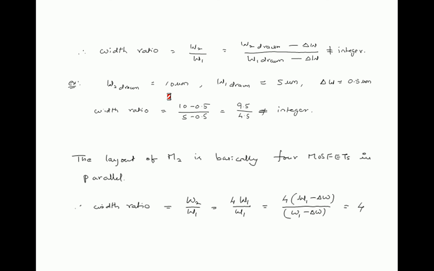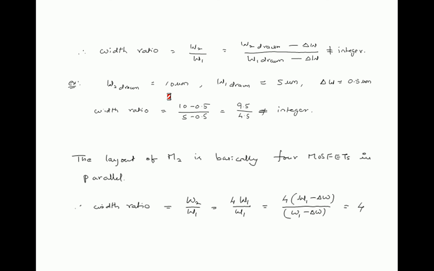With drawn widths, the ratio is 2, but here the ratio is greater than 2, so it is not an integer. Definitely the expected output is only twice the input current. Here it is more than twice the input current. This is what is considered as error, since no width correction has been taken care of.